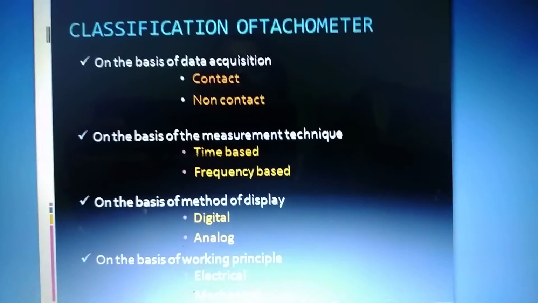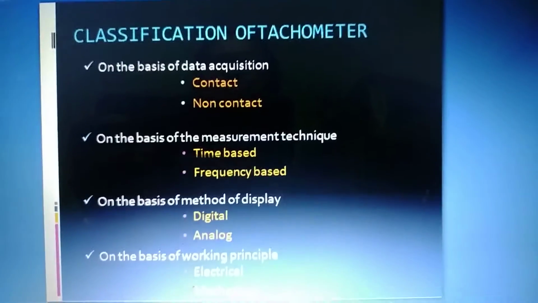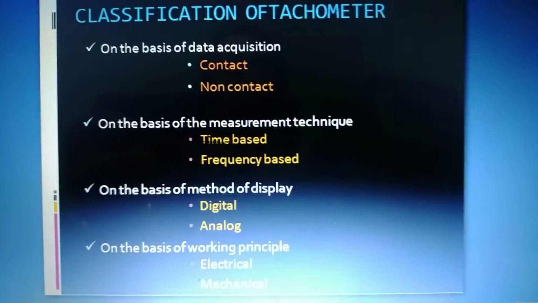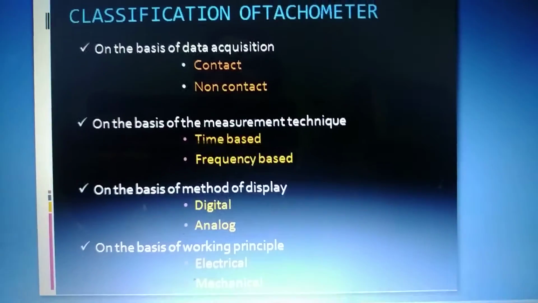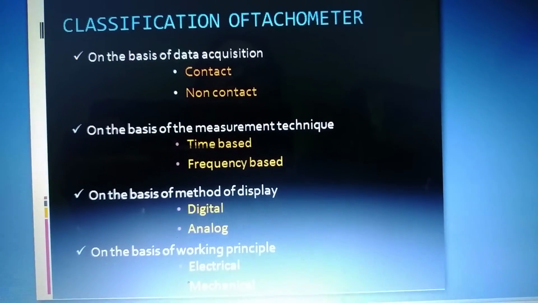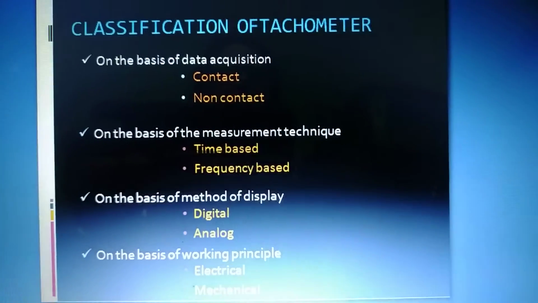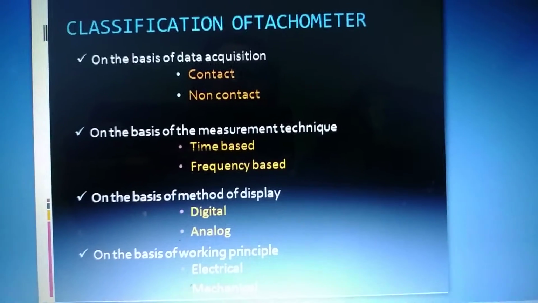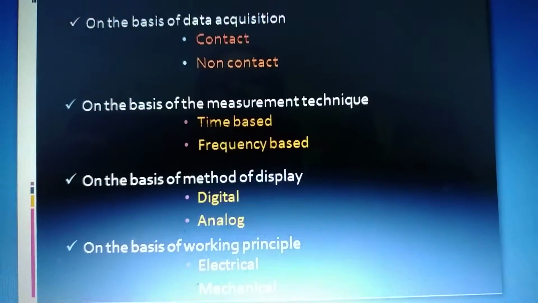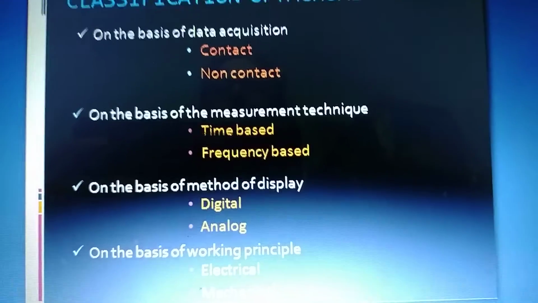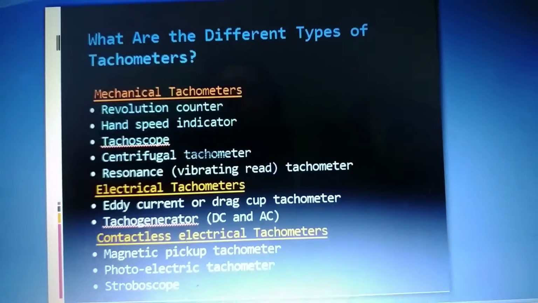Now let's see the classifications of tachometers. Based on data acquisition, tachometers are classified into two types: contact type or non-contact type. The second is based on measurement techniques: time-based techniques and frequency-based techniques. The next classification is based on the method of display: digital tachometers or analog tachometers. Based on working principle: electrical tachometers or mechanical tachometers. These are the different classifications of tachometers.